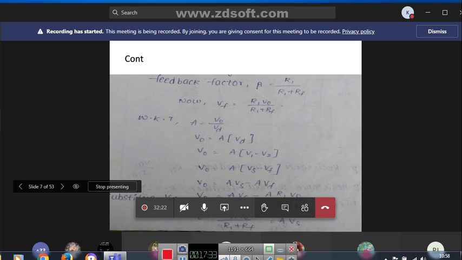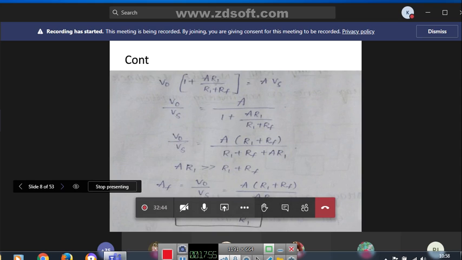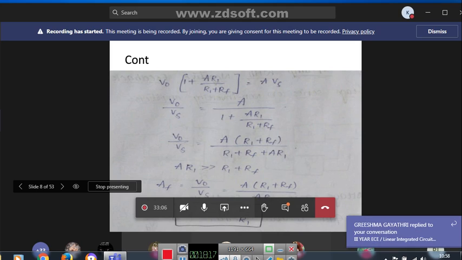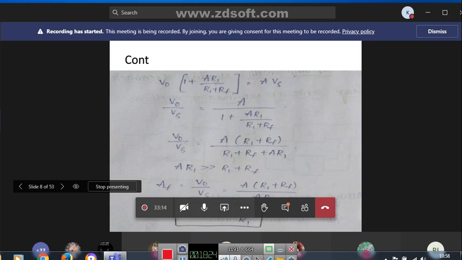Okay. So substitute the feedback voltage Vf in this equation. So AVs minus A into R1 V0 by R1 plus RF. Then you will get AVs equal to V0 into 1 plus AR1 by R1 plus RF. So bring Vs to this side, then V0 by Vs equal to A by 1 plus AR1 by R1 plus RF. Taking R1 plus RF as the LCM, V0 by Vs equal to A into R1 plus RF by R1 plus RF plus AR1.